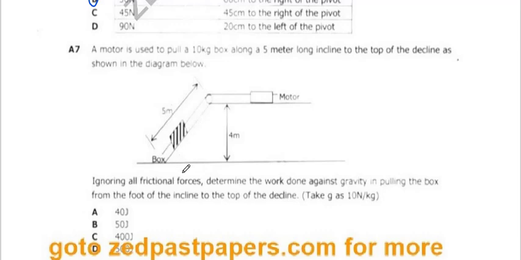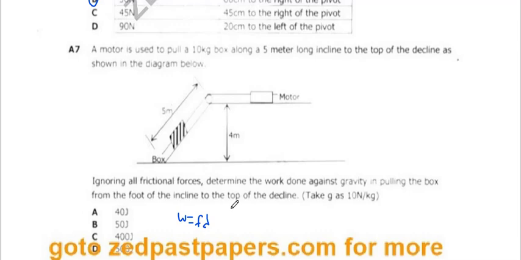So ignoring all frictional forces, determine the work done against gravity in pulling the box from the foot of the incline to the top of the incline. Take g being equal to 10 newtons per kilogram. So this is question 7. And we are asked to find the work done, right? So we know that work is equal to force times distance. Am I right?